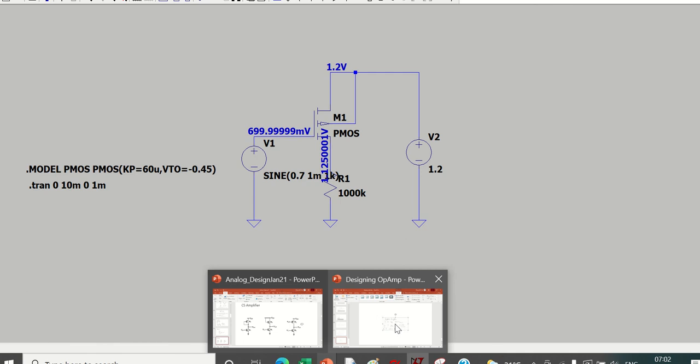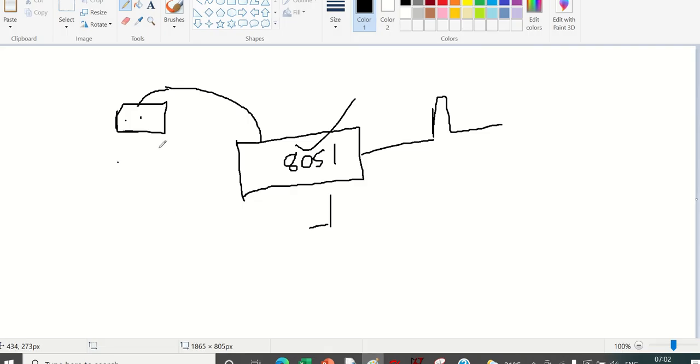So I will give an example. Say the sensor cannot generate more than 50 millivolts. When you touch this sensor, it can generate a maximum of 50 millivolts. The sensor has that property. Now which amplifier will you use, NMOS or PMOS? You can reply in the chat window.